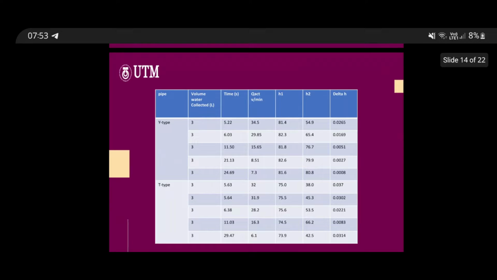Also, here are the Y type and the T type. Here we have the Y type. At first it's 5.22 seconds, while the T type's first one is 5.63 seconds. Also, as I said, because the Y type is only a 45 degree angle, while the T type is a 90 degree angle, the losses are more, which leads to a slower flow rate.